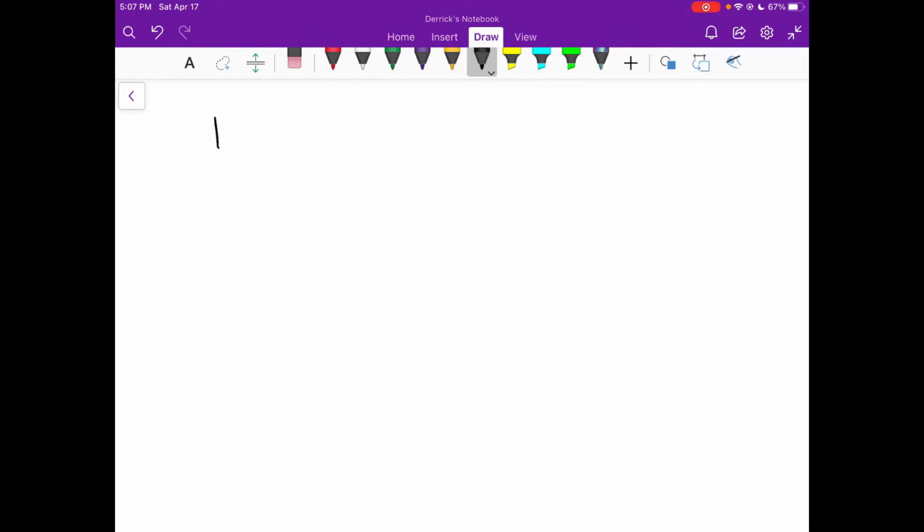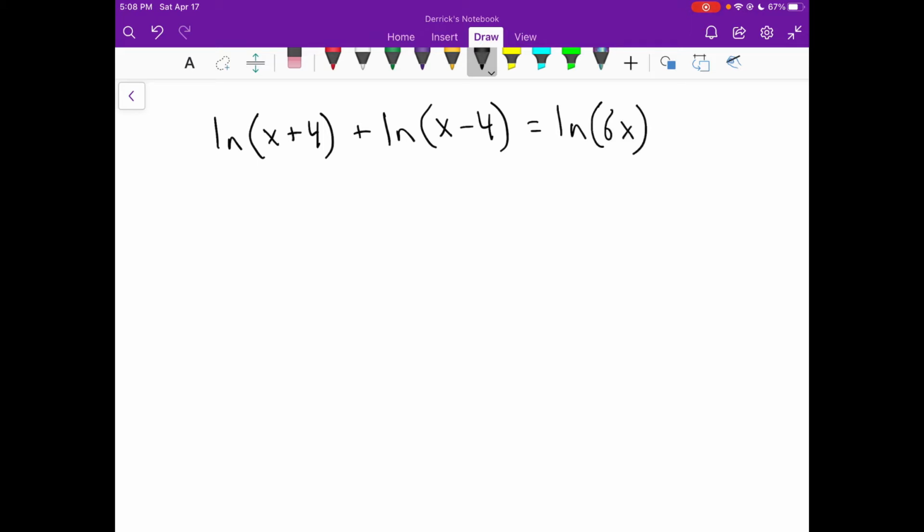Let's look at an example: the natural log of x plus 4, plus the natural log of x minus 4, equals the natural log of 6x. As it stands right now, this is not ready for a one-to-one property, because it's named one-to-one, not two-to-one, and we've got two natural logs on the left side of the equation and only one on the right side.